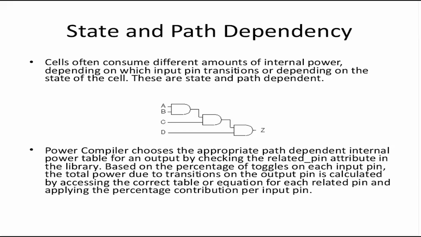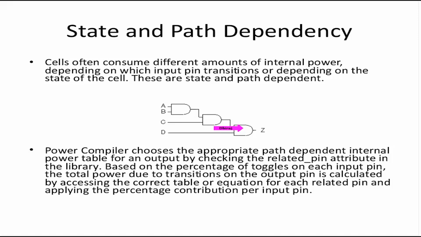Now, let's say there's a complex cell in the library. The inputs are A, B, C, and D. The output is Z. But now, when we go inside this standard cell, we see that there are 3 levels of logic. Let's assume this is how it's built. Now, when the input A transitions, 3 AND gates are affected. But when input D transitions, only Z is affected. What it means is that this standard cell has different power numbers for different cases. So again, this is state and part dependent.